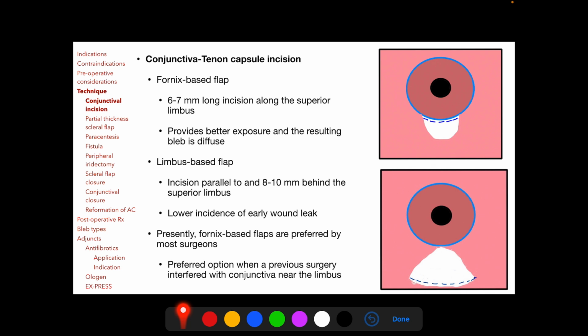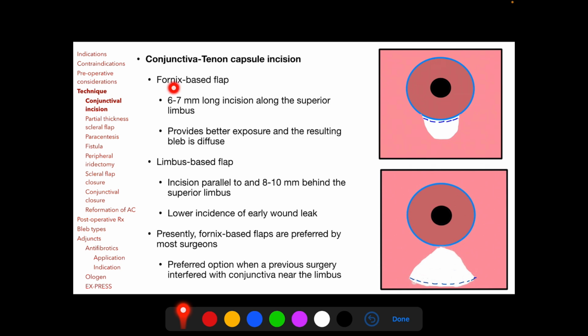Following the placement of the corneal traction suture, which will not be shown in the diagrams, the conjunctiva and Tenon capsule are incised, and we have two options. Either we can make a fornix based flap or a limbus based flap. So this figure shows a fornix based flap with the flap attached to the fornix, and this figure shows a limbus based flap with the flap attached to the limbus.